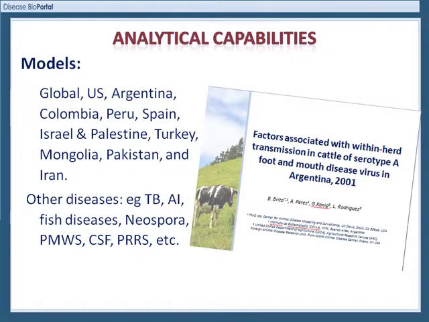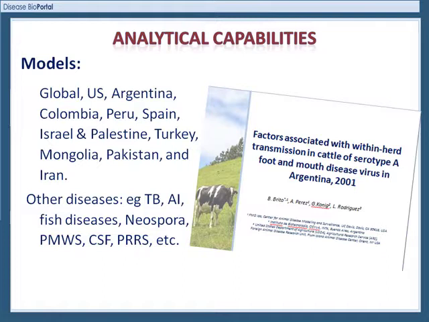Dr. Perez wanted me to show you some of the projects we've been working on further in the Center for Animal Disease Modeling and Surveillance. We've been working with projects from all over the world: Argentina, Peru, Spain, Israel and Palestine, Turkey, Mongolia, Pakistan, and Iran. And we've been working with different diseases, not just FMD.